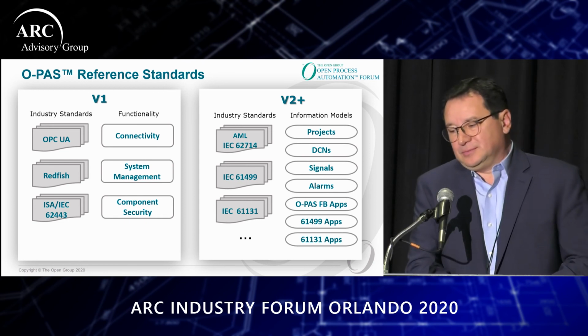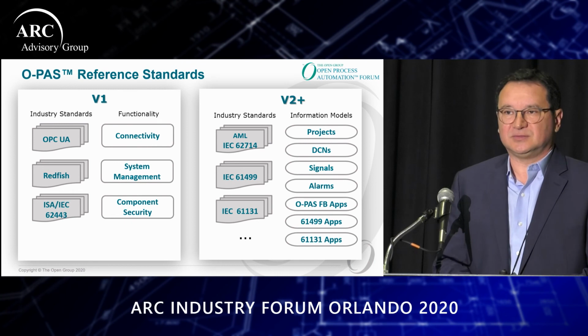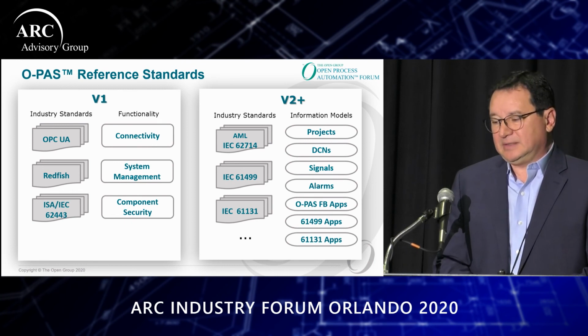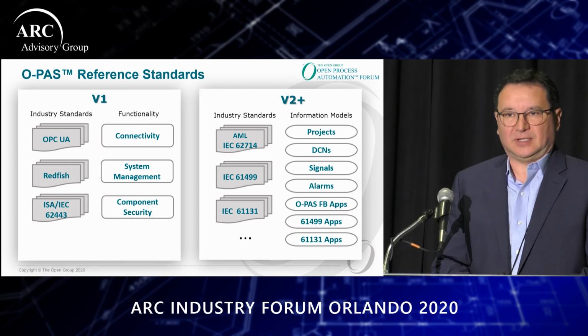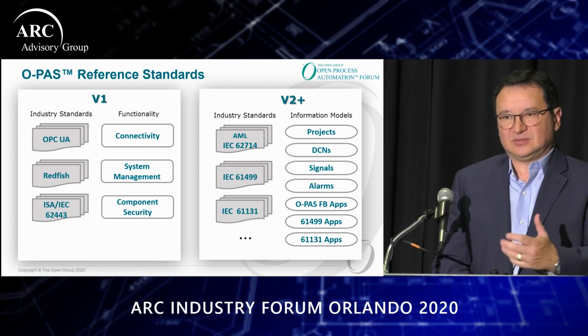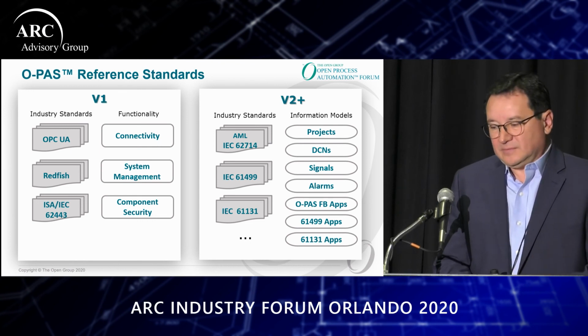Now, for version 2, we are selecting a new set of standards, as you can see here, that are intended to work more on the process control architecture. These are the architectures that not just define functionality, but are required to define the process control architecture.